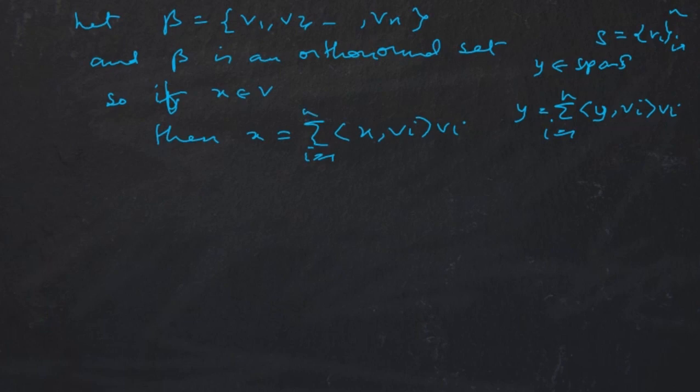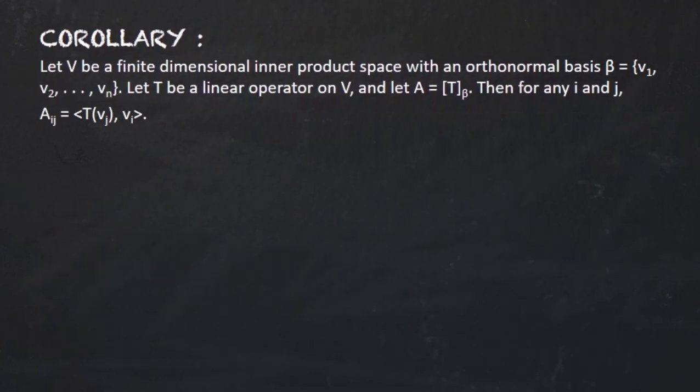So as a corollary we have that if V is a finite dimensional inner product space and beta is an orthonormal basis consisting of v1, v2 and so on till vn, and T is a linear operator on V with matrix representation A, then for any i and j, the ijth entry of A is given by the inner product of T vj with vi. So let's see the proof.